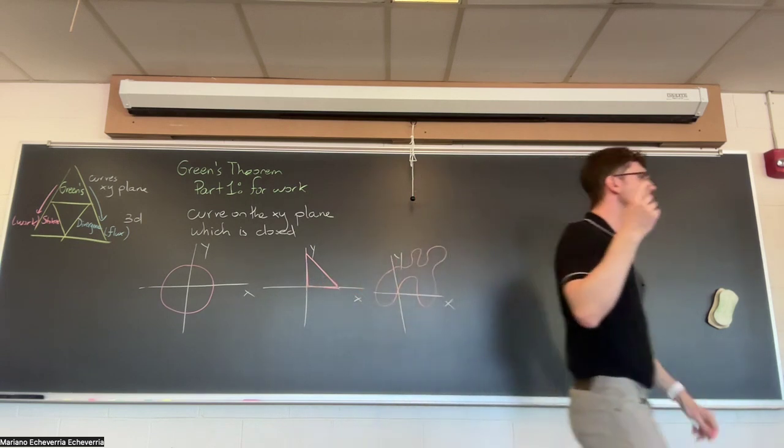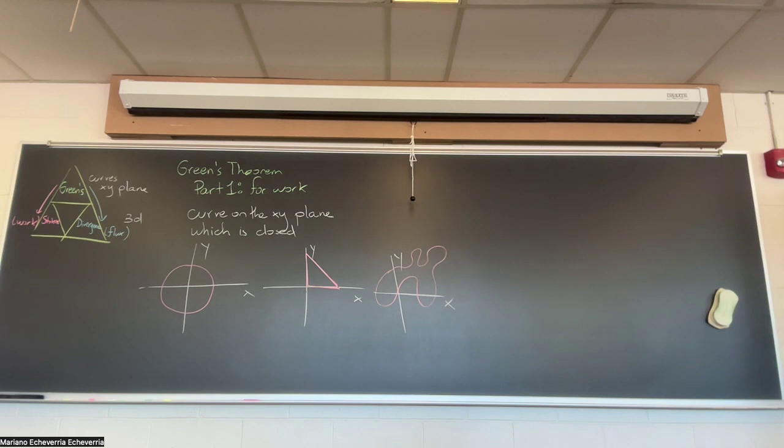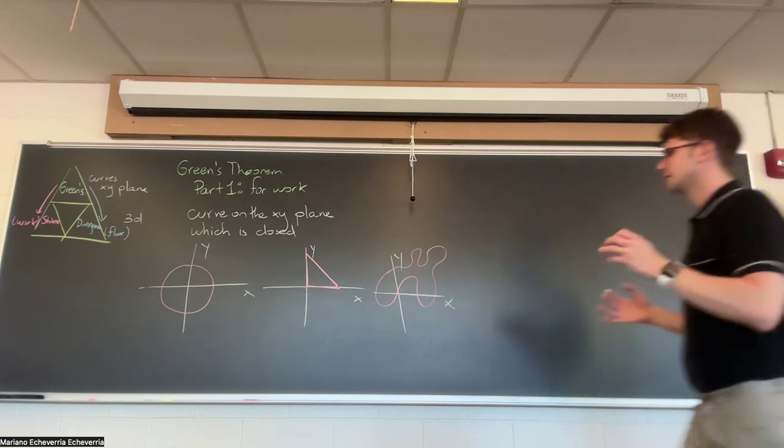So it would be like for us a closed curve would be just any curve where the initial and final points coincide.